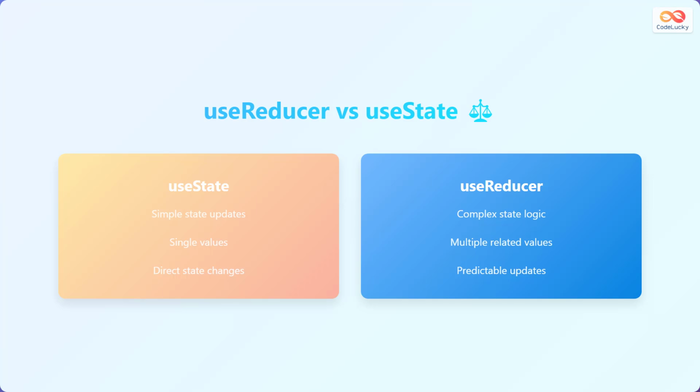Let's compare useReducer with useState. While useState is great for simple state updates and single values, useReducer shines when dealing with complex state logic, multiple related values, and predictable updates. In essence, useReducer offers more control and predictability when managing state in your React applications.